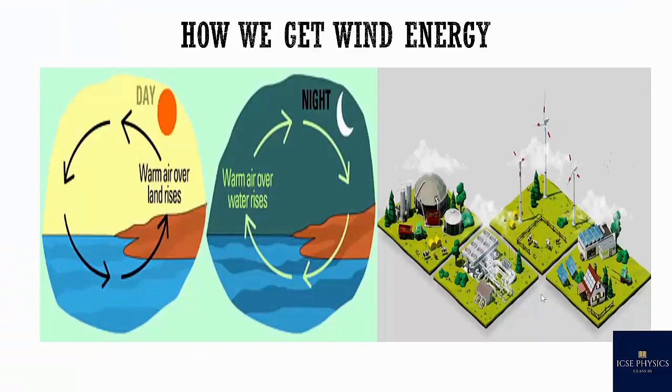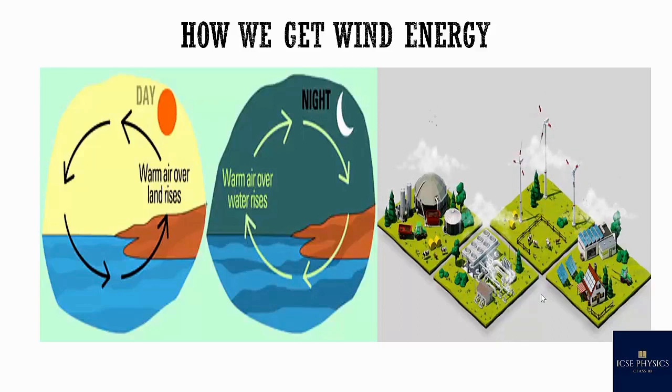How do we get wind energy? The earth's surface has both land and water. When solar radiation falls on earth's surface, the air over the land heats up quicker than over the water. The heated air is lighter and it rises. The cooler air is denser and it falls and replaces the air over the land. In the night, the reverse happens. Air over the water is warmer and rises up and is replaced by cooler air from the land.